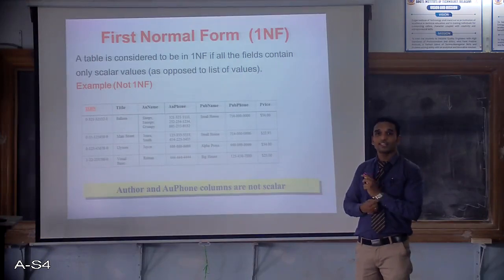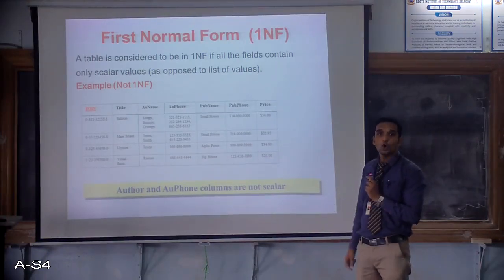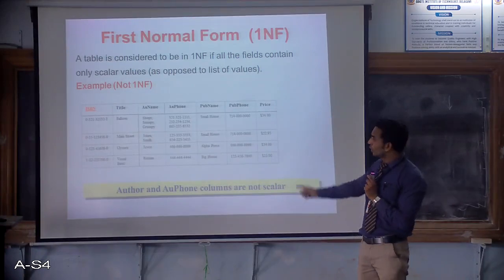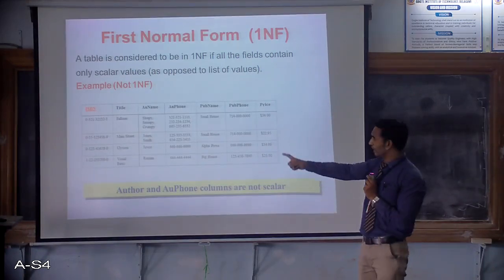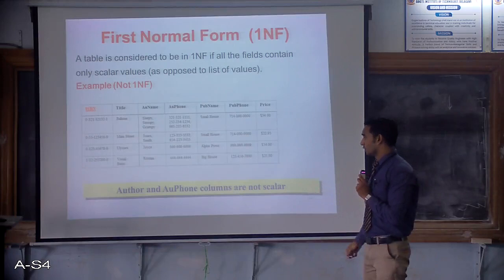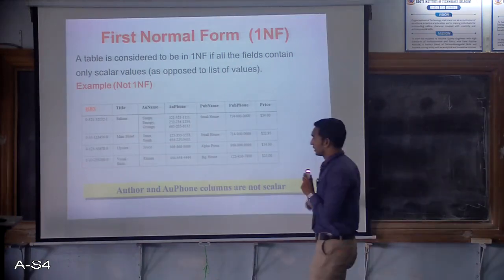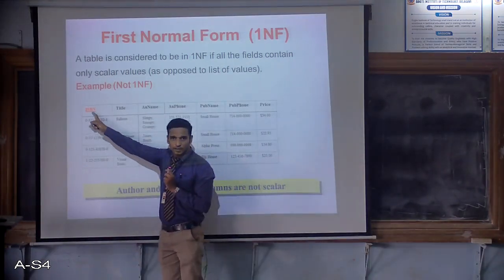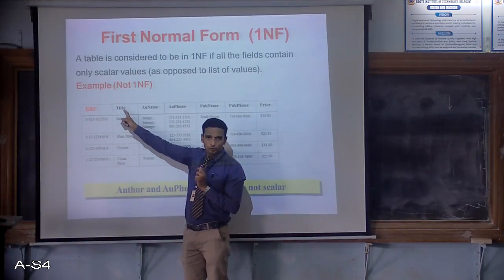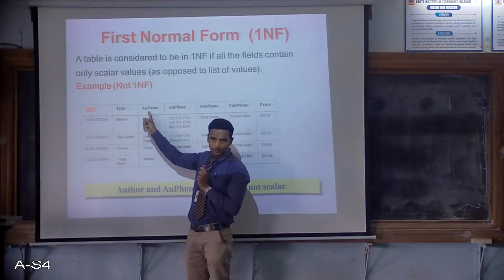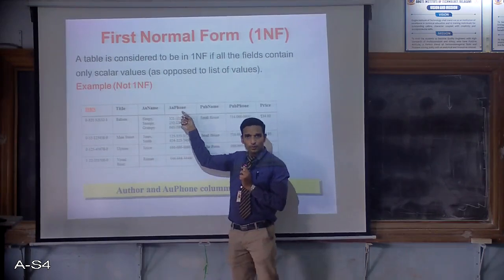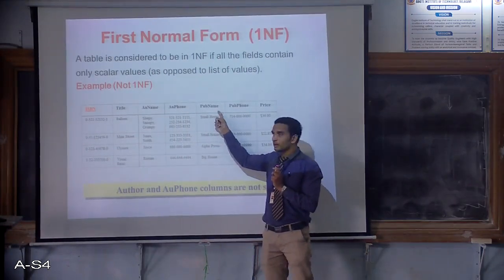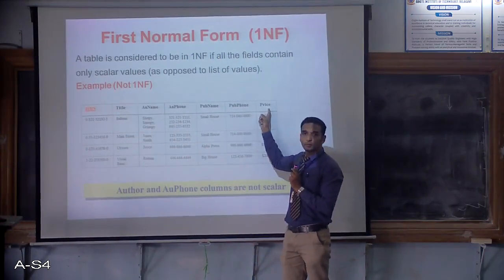Only if the table has scalar values in it, then it is said to be in first normal form. Now look at this table. I have taken this table as an example of author and publisher. There is a table where the book ISBN is maintained, the title of the book, the author name, author phone number, publisher phone number, publisher name and the price of the book.